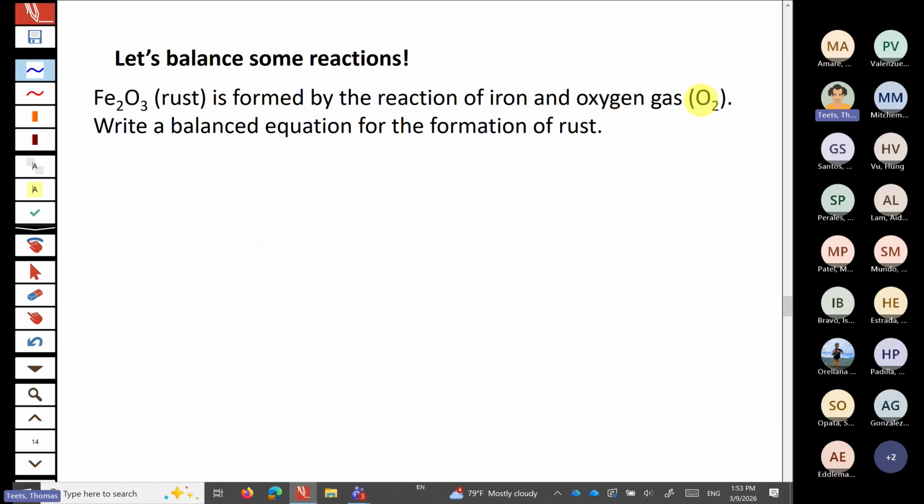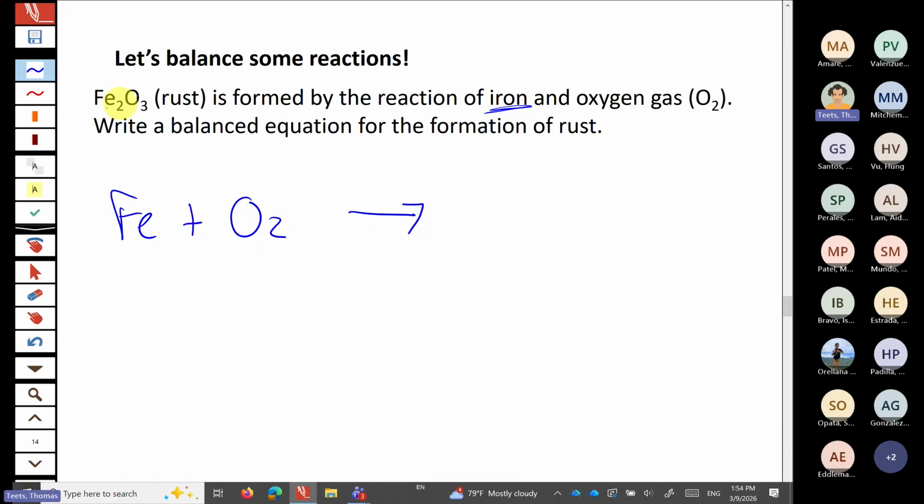We'll learn more about which elements are diatomic in the future, but in general, if you're not told otherwise, assume that any element just has that atom in the formula. So iron is just Fe by itself. That would be true for all metals. And then the other is going to be the reaction of iron with oxygen gas. So the other reactant is O2.